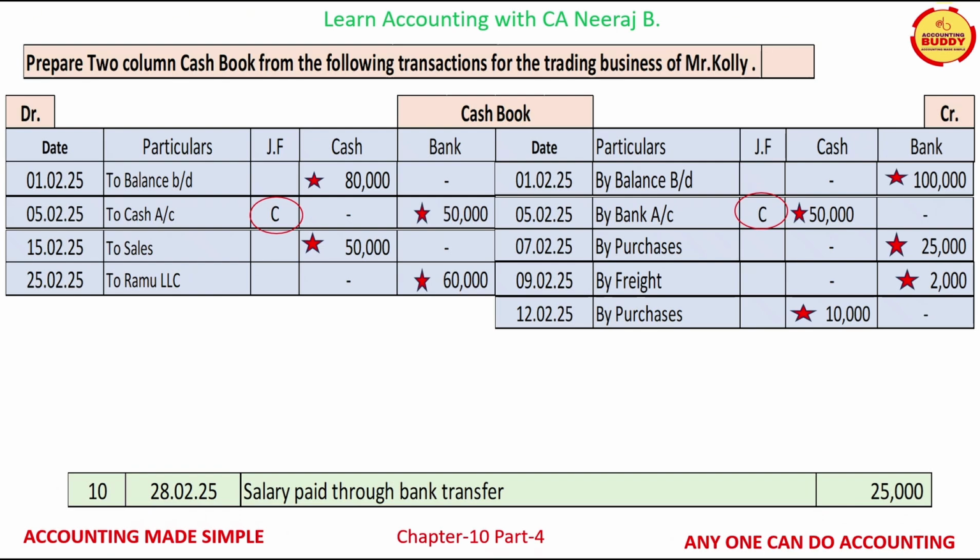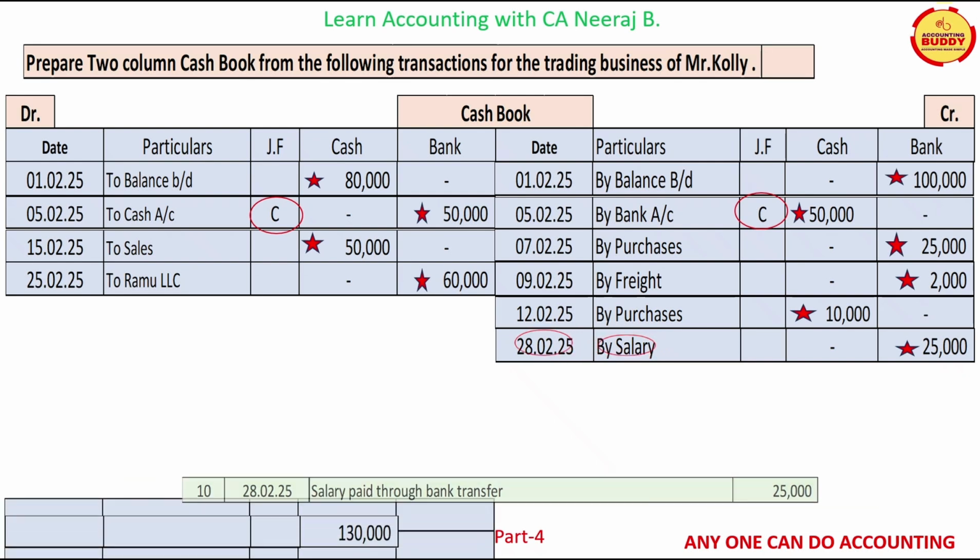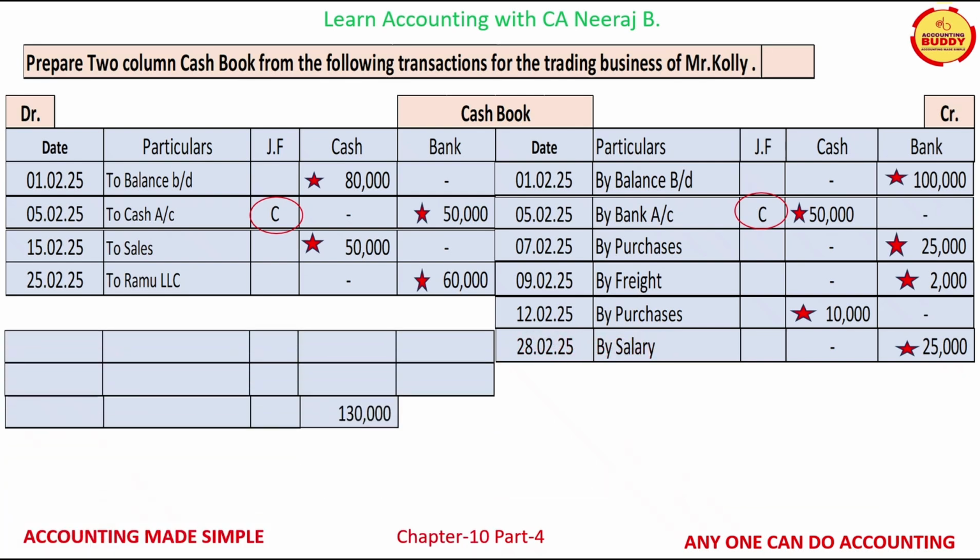Transaction T10 is on 28th February 25, business paid salary for $25,000 through bank. Since it is a payment transaction, it will be recorded in the bank column on the right hand credit side of the cash book for $25,000 on 28th February 25 by writing the words "by salary account." Let us now do the balancing of the cash book. First, we will do the totaling of the cash column on the left hand debit side, and it comes to $130,000.